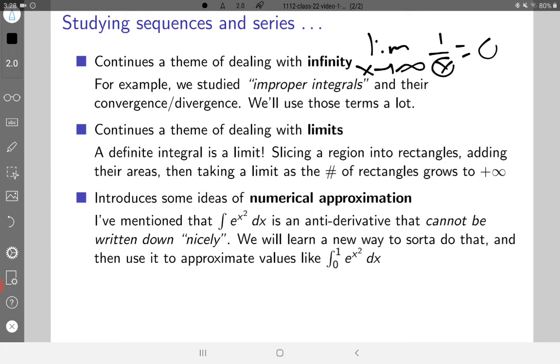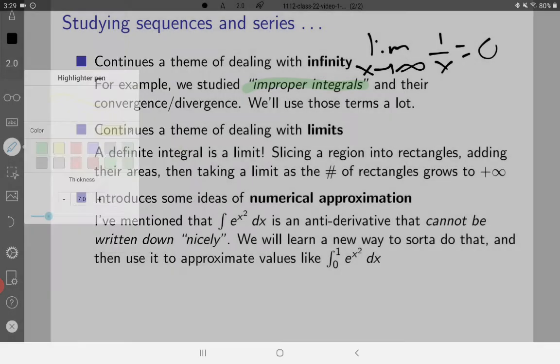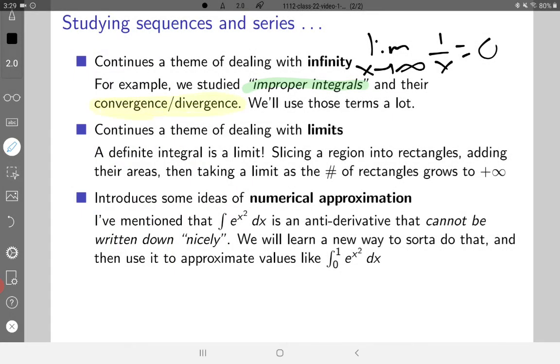I can't solve for x in this equation to make it equal to 0, but I can make it arbitrarily close to 0. I can make 1 over x as close to 0 as I could possibly want. That's a way you dealt with infinity in Calc 1. We dealt with it in Calc 2 by talking about improper integrals and infinitely wide domains of integration, and we talked about those integrals converging or diverging. We're going to use those terms a lot in this study of sequences and series. Converging meaning approaching a specific number, and diverging meaning doing something else, not approaching a specific number.